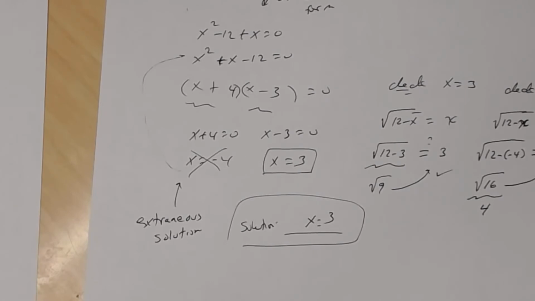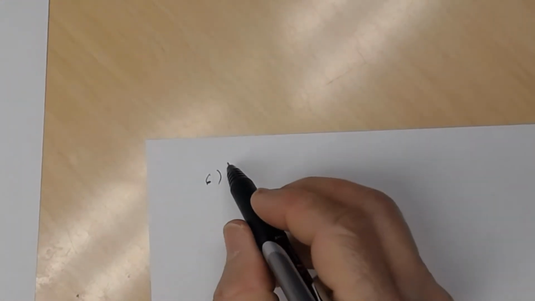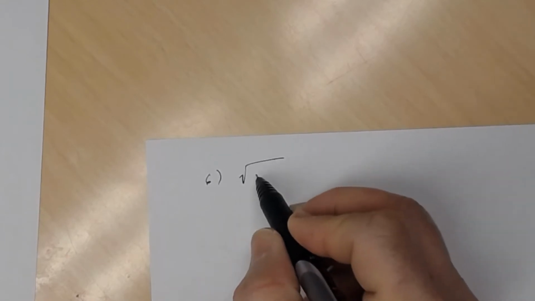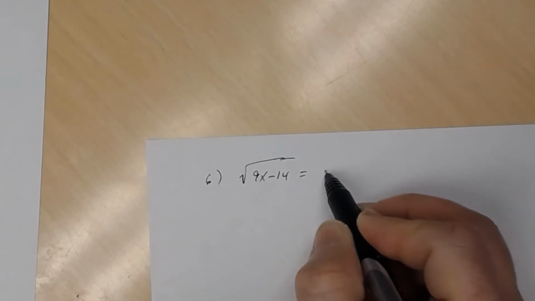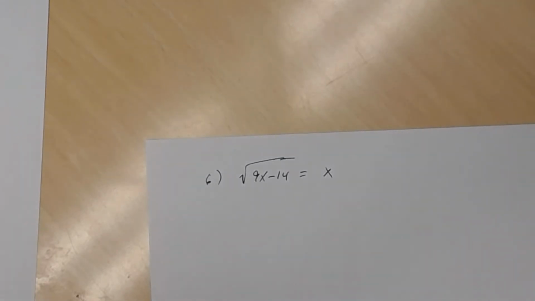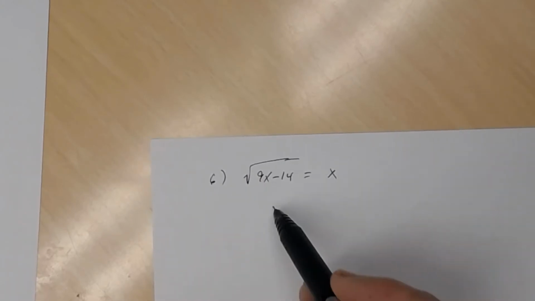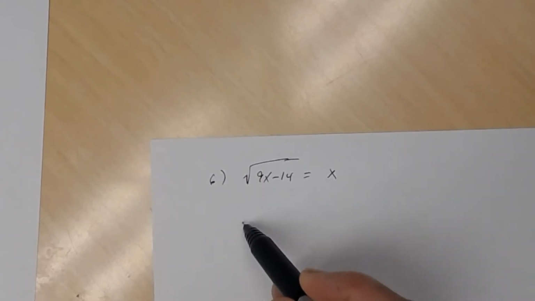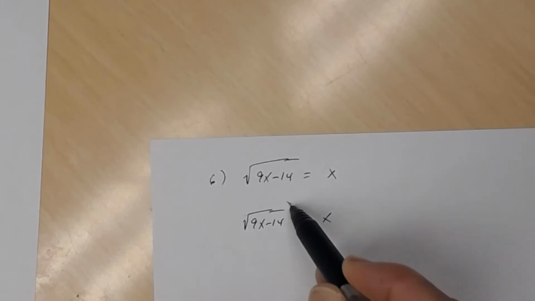All right, number 6. We'll do another one just like number 5. Suppose you had the square root of 9x minus 14 equal x. So again, step 1, remember, is to get the radical by itself, which it already is. So then I'm going to square both sides. So I'm going to go ahead and rewrite this over, and I'm going to square both sides.